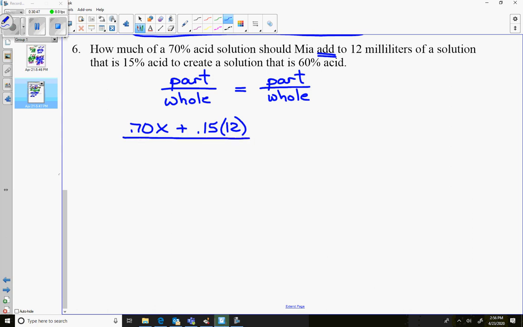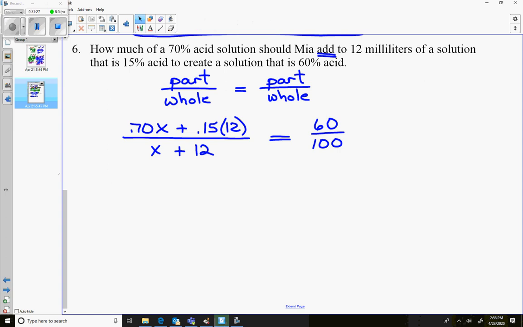Now, how much total do we have? What is the whole thing? Well, we have unknown amount plus 12 milliliters. So equals. And what will our results be? Well, it's going to be 60%, but I don't know the total amount, so I can't really put that part. But just write the 60% as a traditional fraction, which would simply be 60 over 100. That is the part to the whole, or the part to the total. And there's your rational equation.